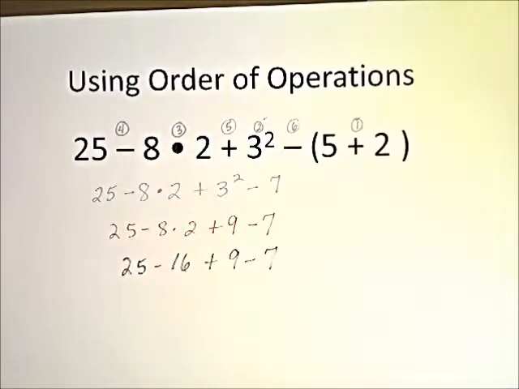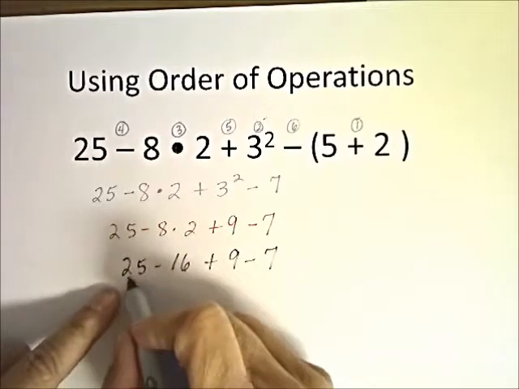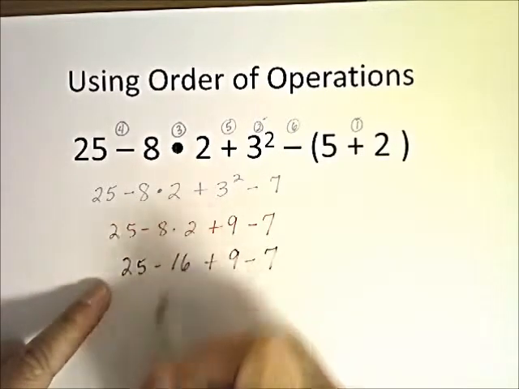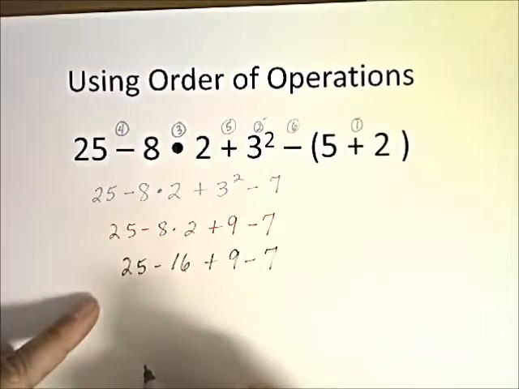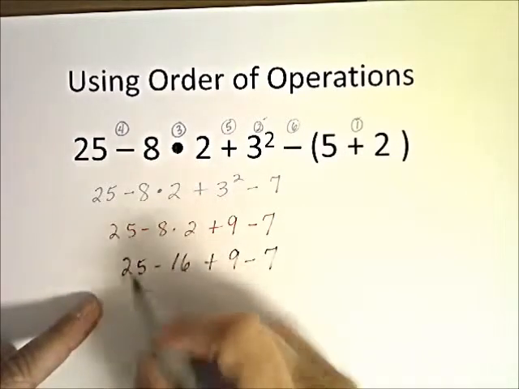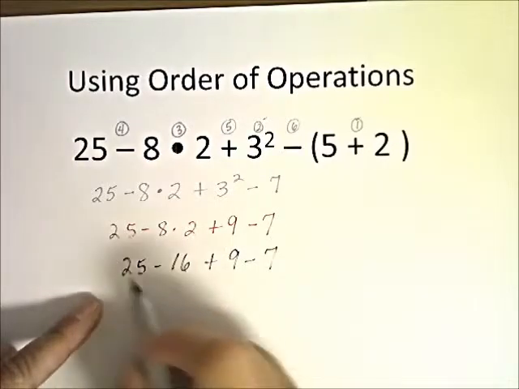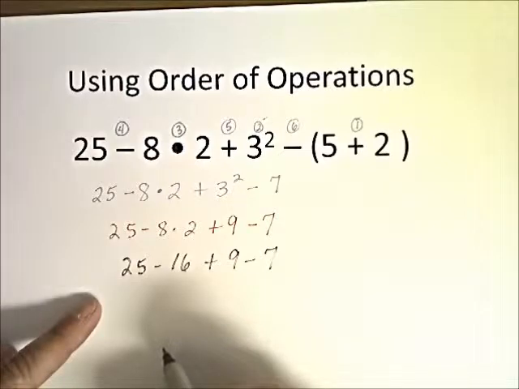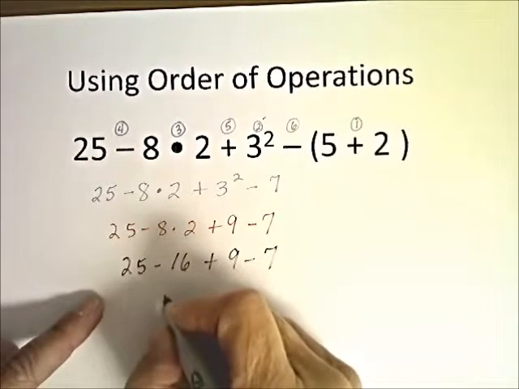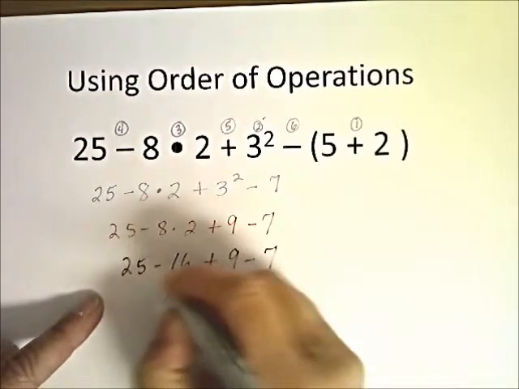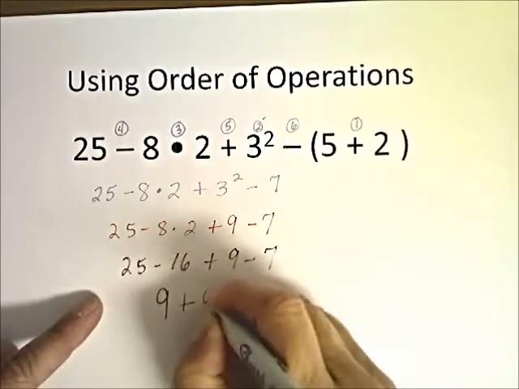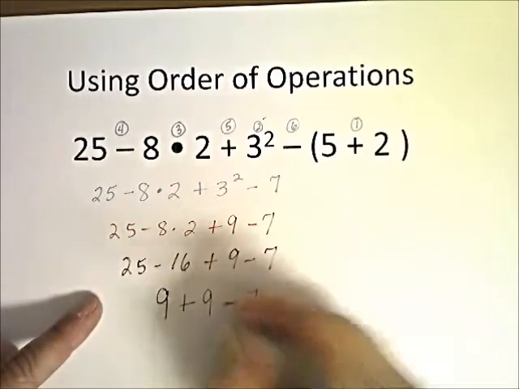All right, we've done step 1, 2, 3, and now we're on step 4. And step 4 is now 25 minus 16. So 25 minus 16, I'll give you a second to figure that out. You can either start at 16 and count up. You can say 25 minus 10 and then minus 6. But however way you decide to solve that, you're going to get 9. So now we have 9 plus 9 minus 7.